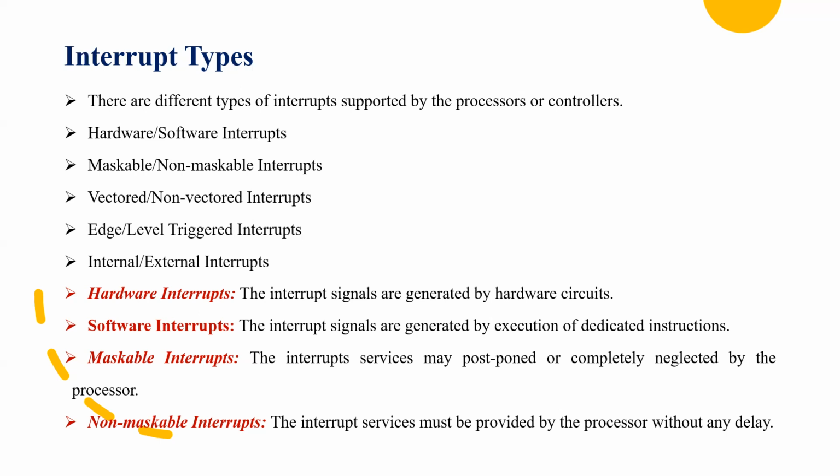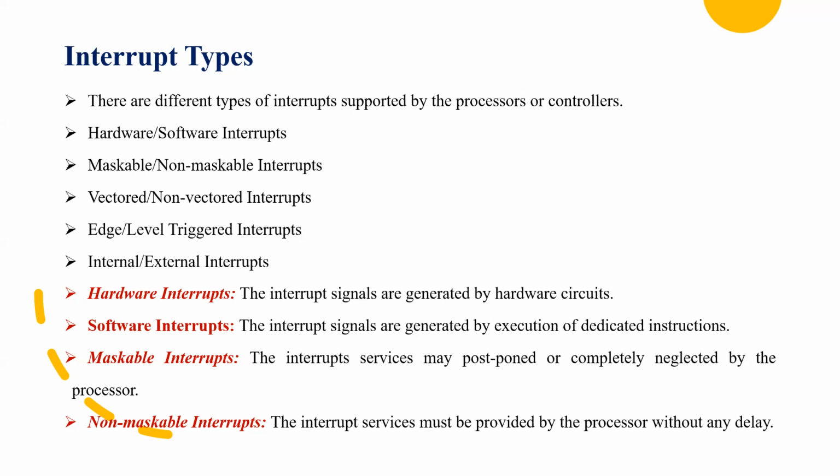But the second category is non-maskable interrupts. If an interrupt is non-maskable, the processor must provide the service without any delay, because the processor gives the highest priority to non-maskable interrupts. The best example of a non-maskable interrupt is the power failure interrupt. Once a power failure occurs, that information is carried by our power supply subsystem to our processor. The processor should respond to that request immediately because it is non-maskable.